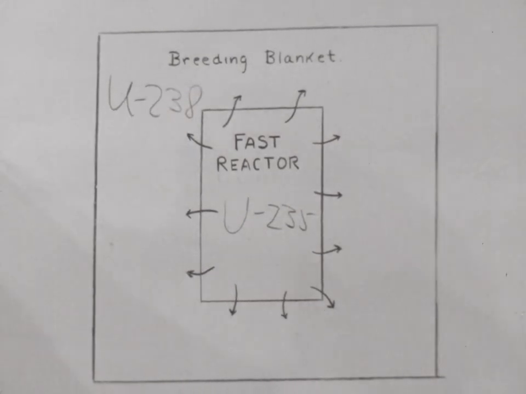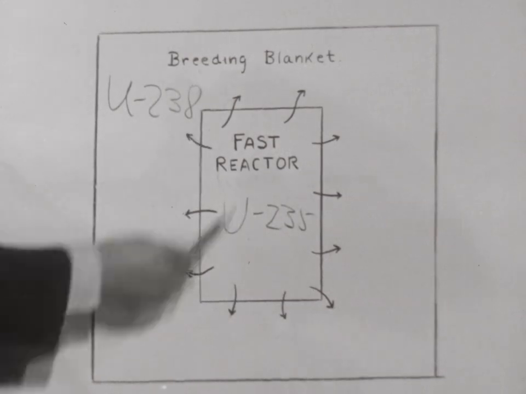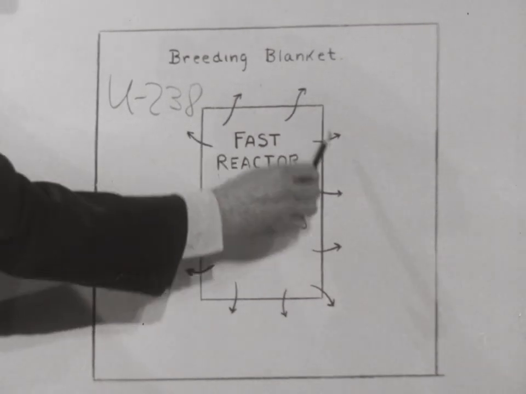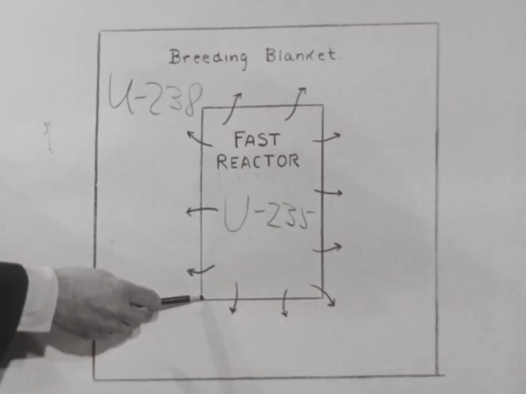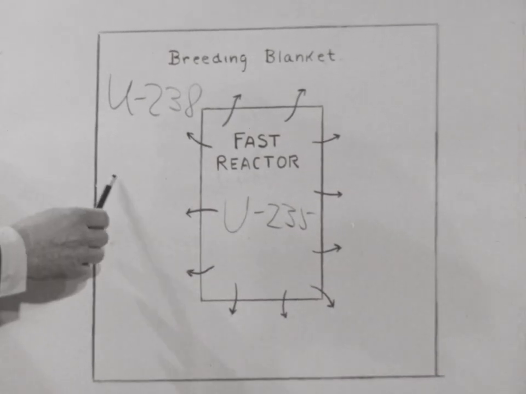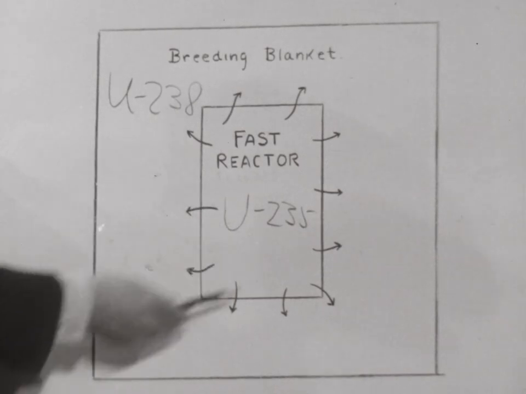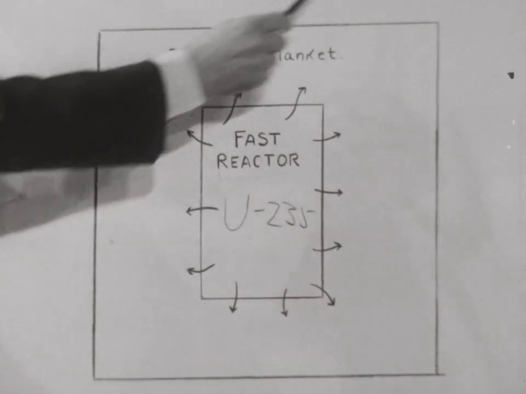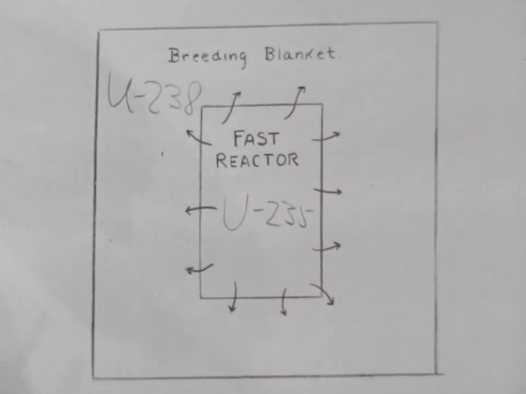U-238. So in the fast reactor with the breeding blanket system, the chain reaction is maintained by the fast reactor itself, fueled with U-235. The neutrons leaking out are captured into the U-238 breeding blanket, which eventually forms the plutonium-239.